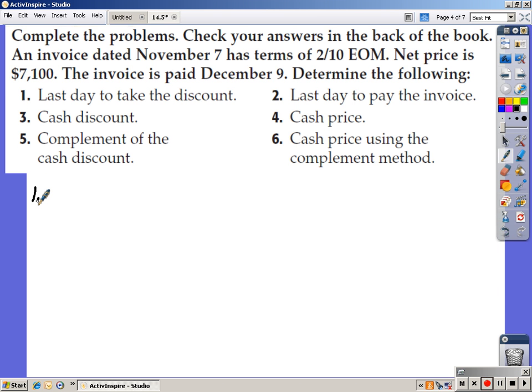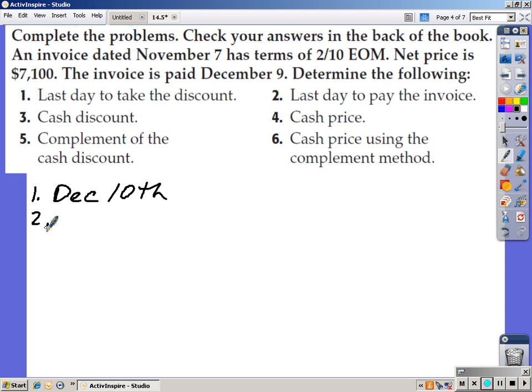It says an invoice is dated November 7th, has terms of 2/10, end of the month. Net price is $7,100. The invoice is paid December 9th. Determine the following. What is the last day to take the discount? Well, if the invoice is dated November 7th, we've got to go to the end of the month and we start December. 10 days into December is the last day to take the discount. So number 1, December 10th is the last day for the discount.